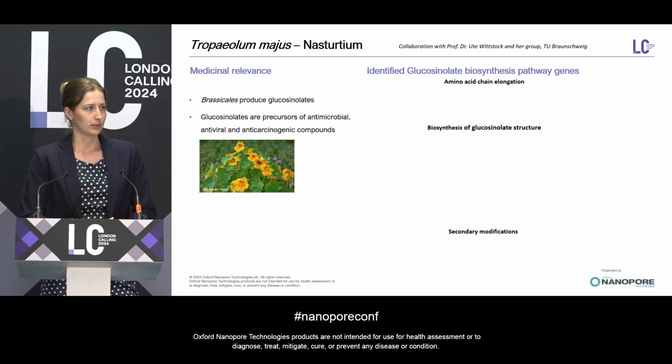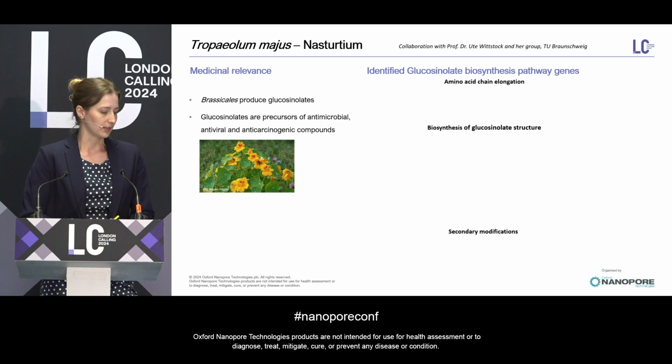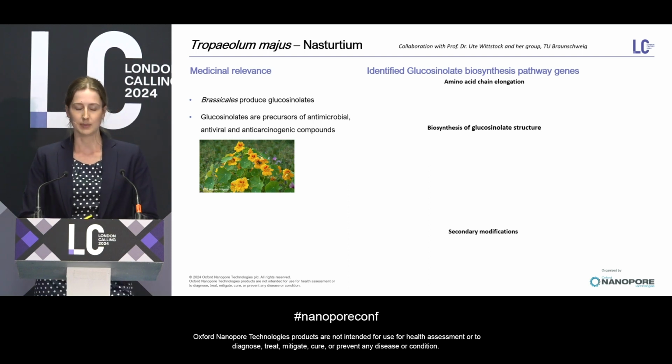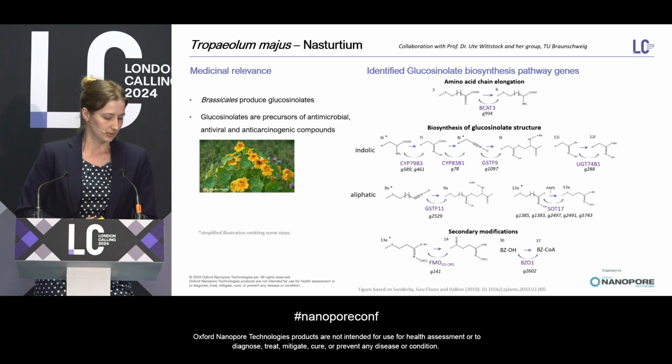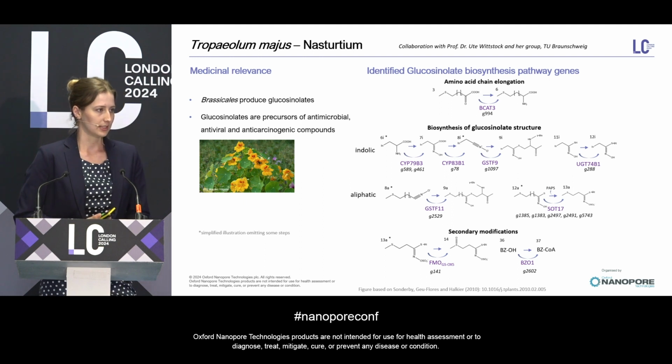And it is very well described in Arabidopsis, but not much is known about the glucosinolate biosynthesis in Tropaeolum majus. So what we do know is that there are 3 steps. The first step is the elongation of side chains of precursor amino acids, then the glucosinolate core structure is synthesized, and in the end there are some secondary modifications taking place. And we were able to identify several enzymes, mostly transferases, in all 3 steps of the biosynthesis.